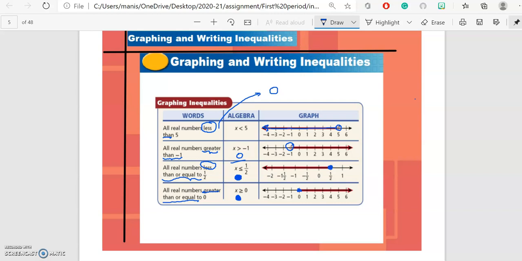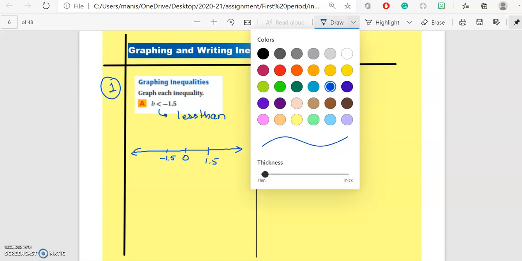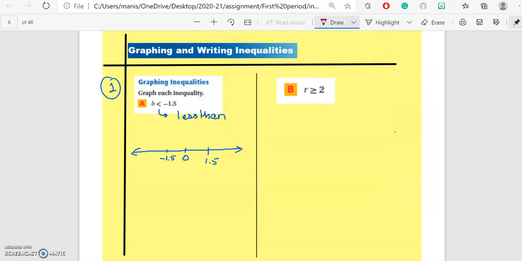Alright, question number 1, it says graph each inequality. So it is saying B is less than. Whenever you are doing these problems, always write the meaning of the symbol. So I will draw a number line over here, and this is my 0, this is my -1.5, and this is my positive 1.5. Now I have to look over here. Since it says less than, this means my circle will be empty like this. So I will go to 1.5 and draw my circle over here. Now less than -1.5 will be what?